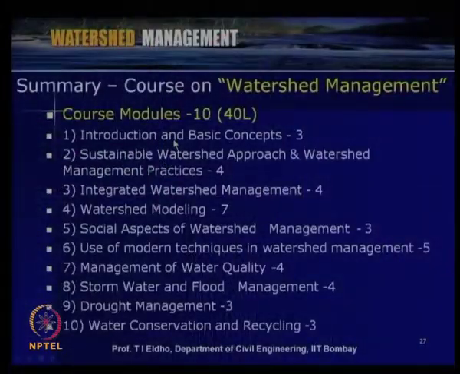Actually, the course has been divided into 10 modules, as I showed in the first lecture, and here again are the 10 modules we have covered in these 40 lectures. The first module was introduction and basic concepts, 3 lectures. The second was sustainable watershed approach and watershed management practices, 4 lectures. Then integrated watershed management, 4 lectures. The fourth was watershed modeling, about 7 lectures, and then social aspects of watershed management, which included 3 lectures.